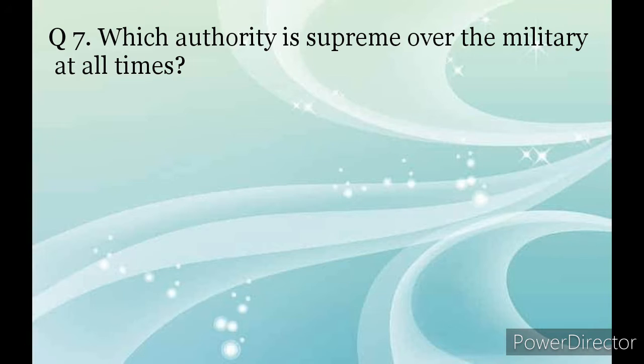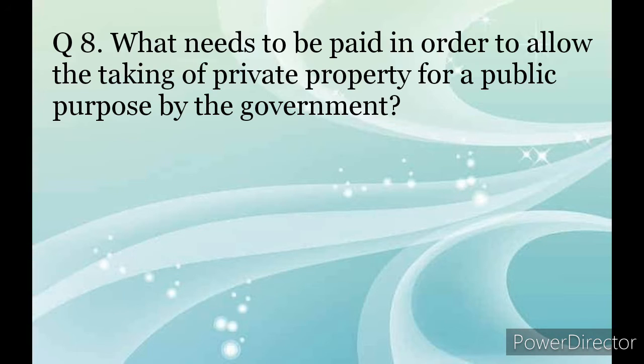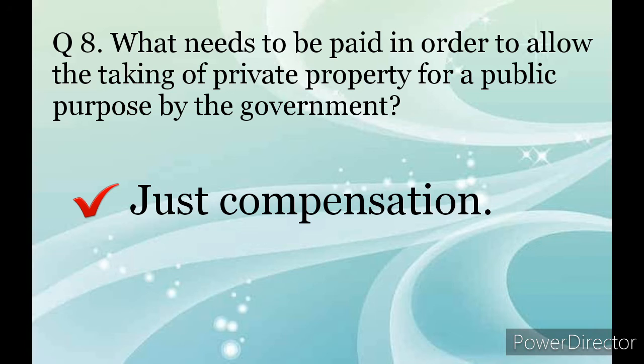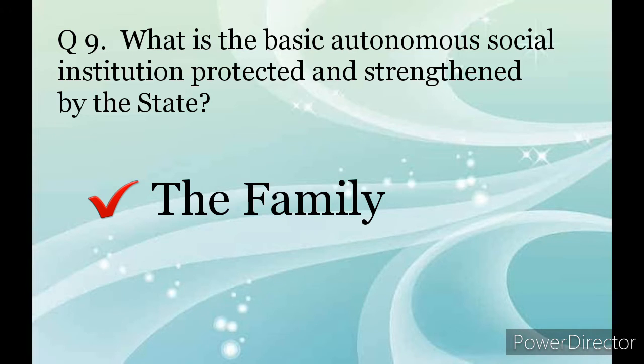Question 7. Which authority is supreme over the military at all times? Answer. Civilian authority. Question 8. What needs to be paid in order to allow the taking of private property for a public purpose by the government? Answer. Just compensation. Question 9. What is the basic autonomous social institution protected and strengthened by the state? Answer. The family.